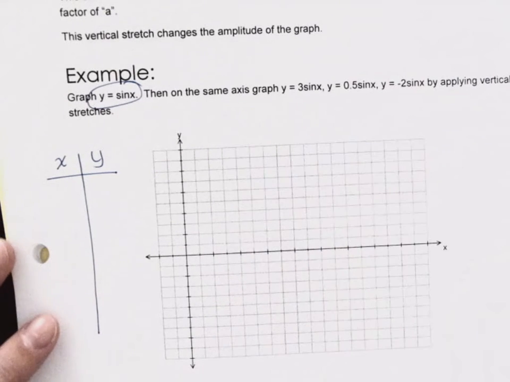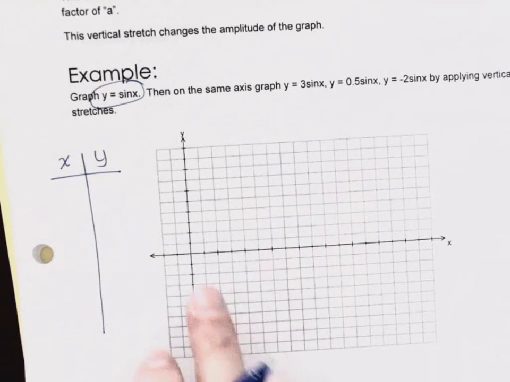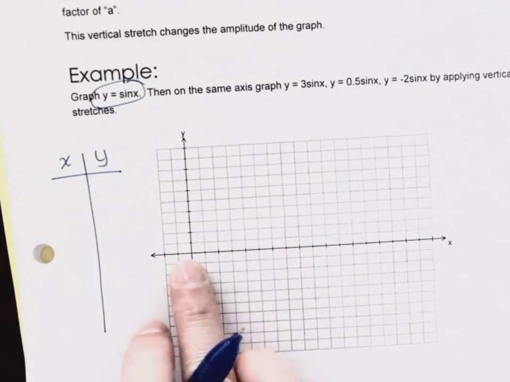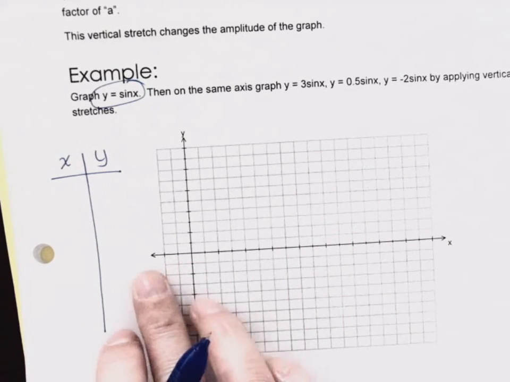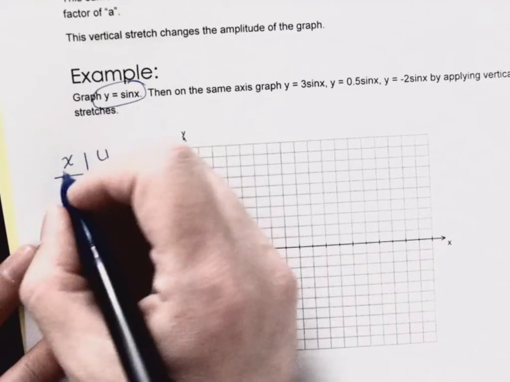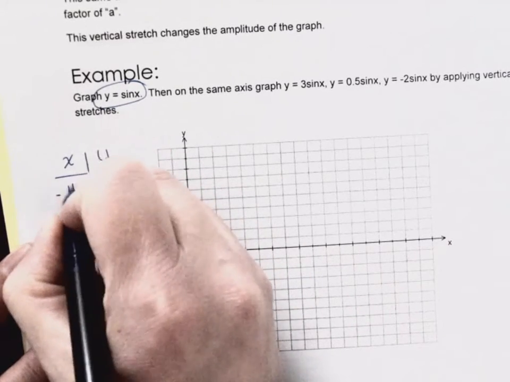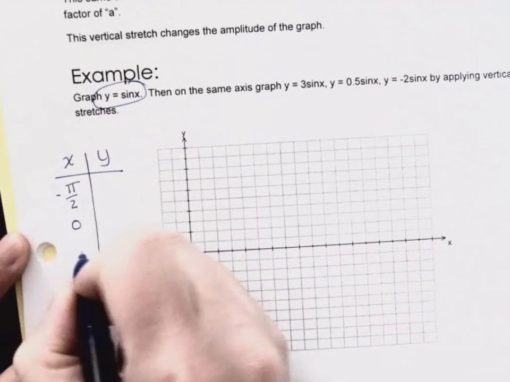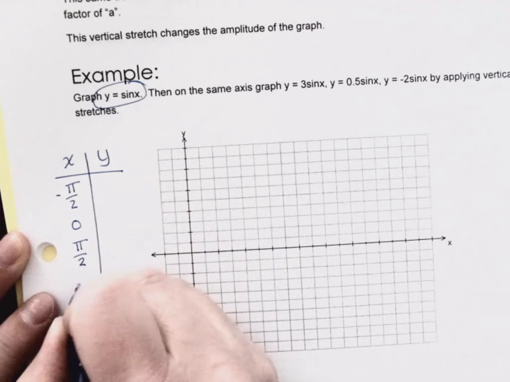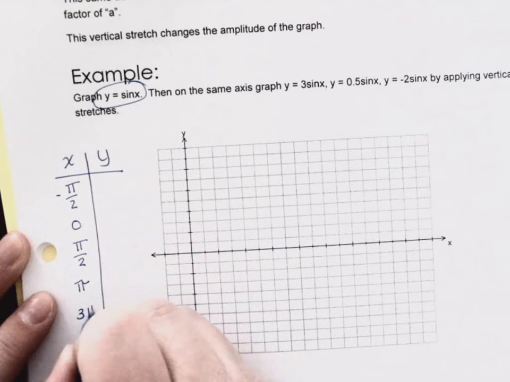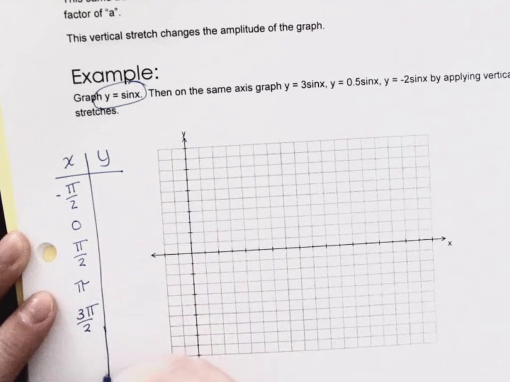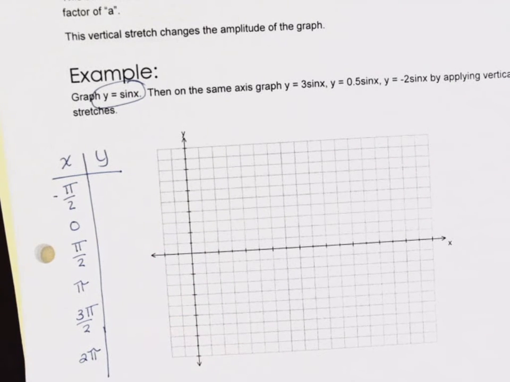But this one, obviously I don't have enough room to do negative 2 pi here. So let's do what we got. Let's go from negative pi over 2, 0, pi over 2, pi, 3 pi over 2, and then 2 pi. Everybody good with that?